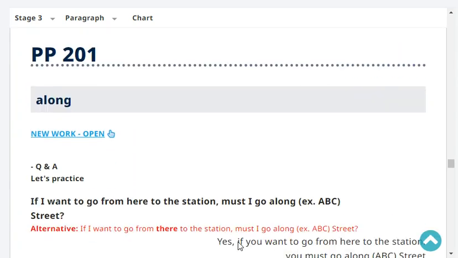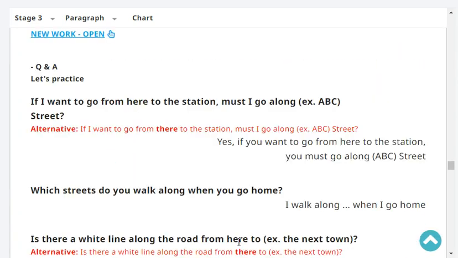Very good. Okay, next. If you want to go from here to the station, must you go along ABC Street? Yes, if we want to go from here to the station, you must go along ABC Street.